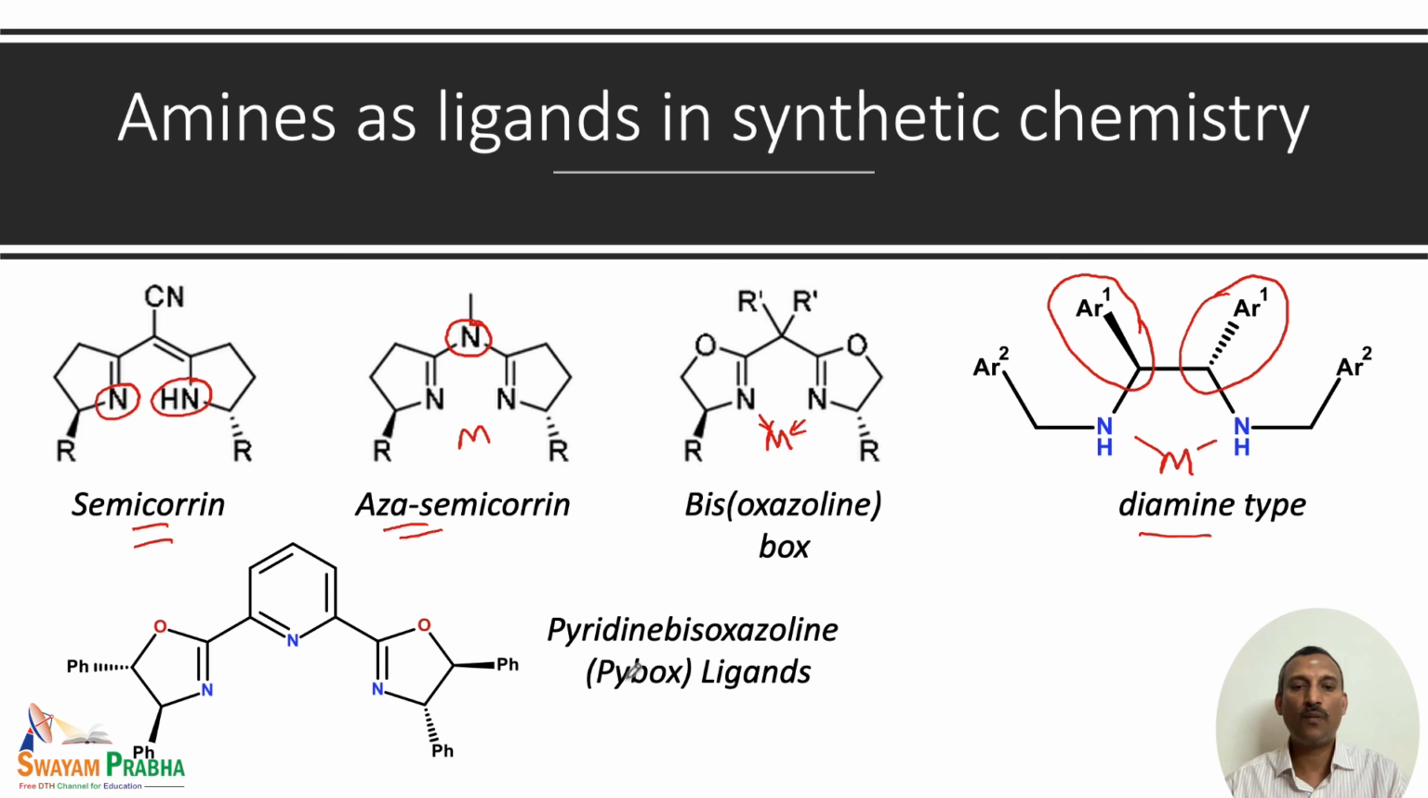And we also have PyBox, or the pyridine bis-oxazoline unit. That means the central pyridine unit is connecting two oxazoline units. So, two oxazolines are present, and that is why it is called a bis unit. The central pyridine nitrogen and these nitrogens can all combine together to form a coordinate complex with the central metal atom. So, these are all the different types of amines which are used as ligands in synthetic organic chemistry, in enantioselective and diastereoselective reactions.